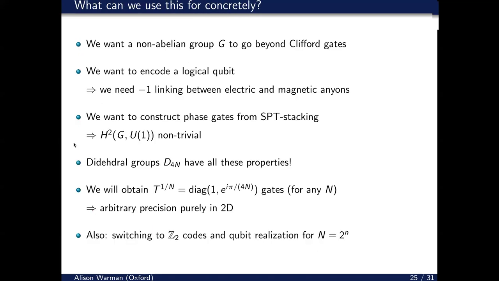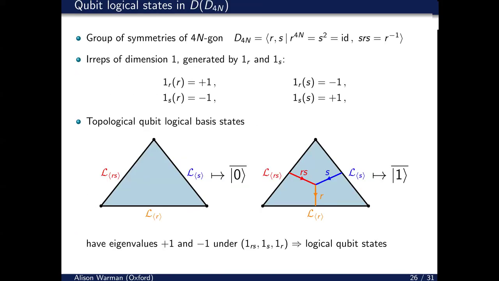Then we also need the non-trivial second group cohomology for the unitary to construct the logical action. And it's also, as I said, very useful for applications to be able to switch to Z2 codes, which we can also achieve for the dihedral groups. I'm not sure now of the details of whether the Heisenberg groups also satisfy these properties. I see. So for larger n, you get better precision? Yes, exactly. I see. Thank you.